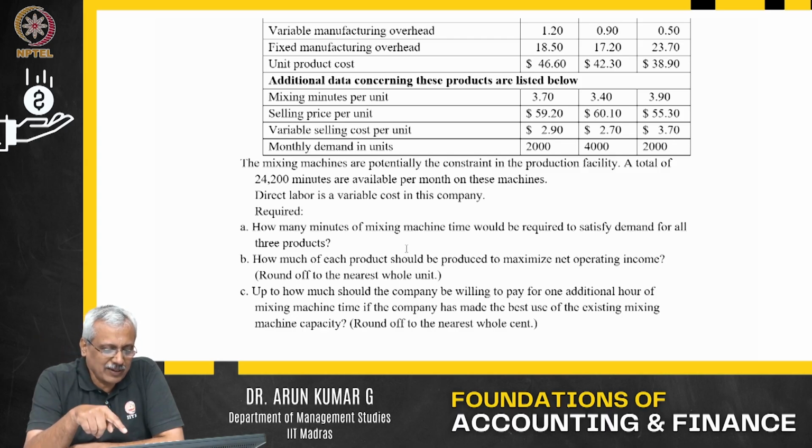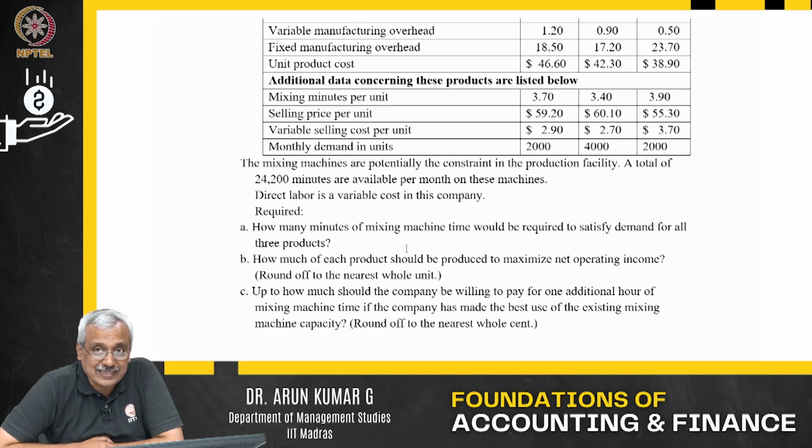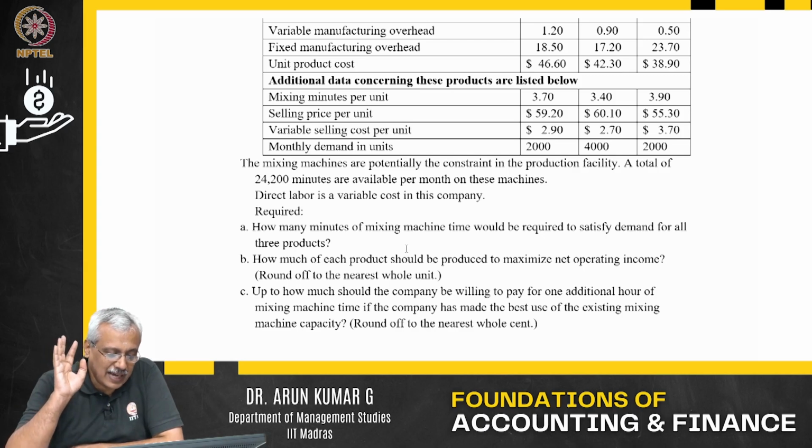What is this variable manufacturing overhead? Variable selling cost is different from variable manufacturing overhead. So, these two are very different, and then there is monthly demand in units. Now there is a constraint on the mixing machine. The mixing minutes are potentially the constraint in the production facility. A total of 24,200 minutes are available per month on these machines. That means availability is 24,200 minutes only. Direct labor is a variable cost in this company, of course.